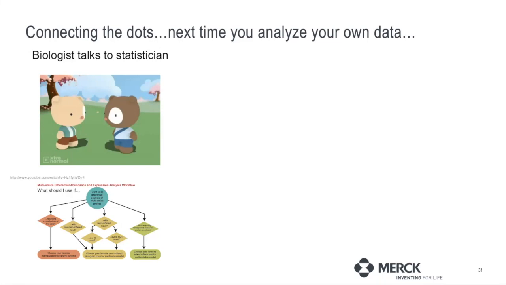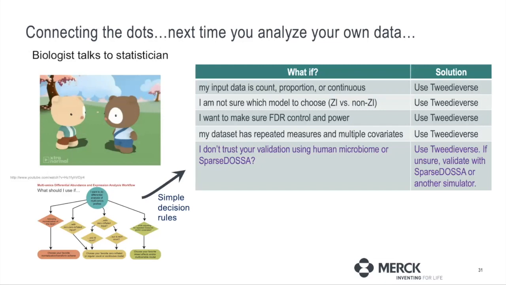But what is going to happen after Tweedieverse is that it becomes a very simple set of decision rules. So regardless of how complicated your questions are, like what if my input data is count, proportional, or continuous, the solution is simple: use Tweedieverse. And if you are not sure whether to use zero-inflated versus non-zero-inflated, again, Tweedieverse is one of the tools that lets you use different versions of zero-inflated and non-zero-inflated models. You want to ensure FDR control and power, use Tweedieverse. And if you have repeated measures and multiple covariates, again, use Tweedieverse.